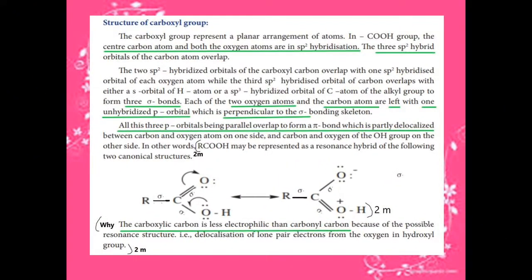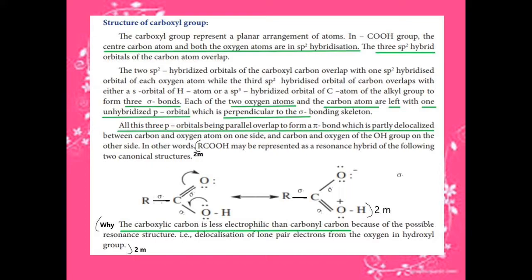Structure of the carboxyl group. In this carboxyl group, you see the structure, the center carbon atom has sp2 hybridization. The same way, it contains 2 oxygens. These 2 oxygens also have sp2 hybridization. The 3 sp2 hybrid orbitals of the carbon atom form 3 sigma bonds with R, that is the alkyl group, and the 2 oxygens of the carboxylic group.